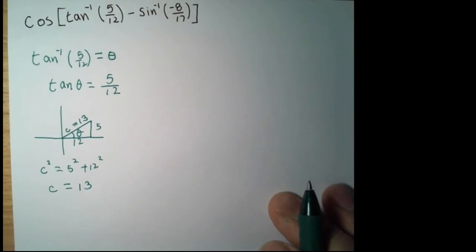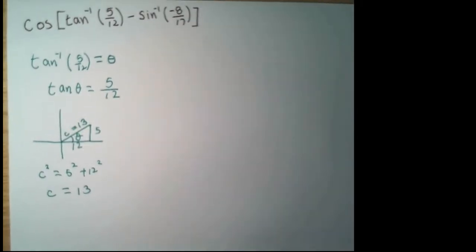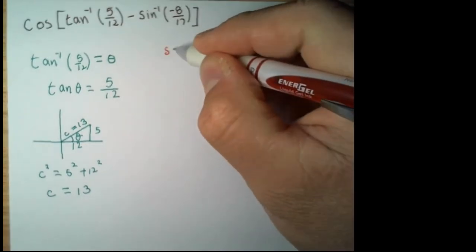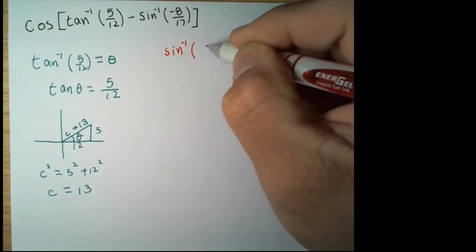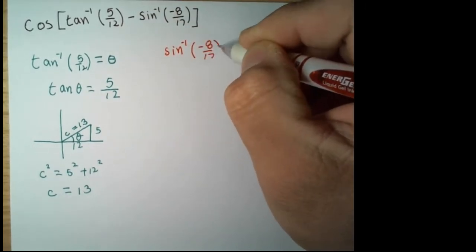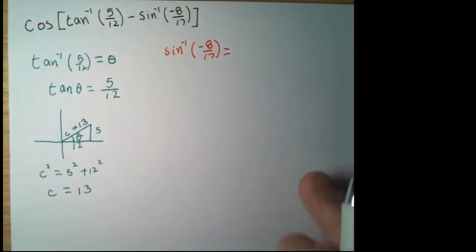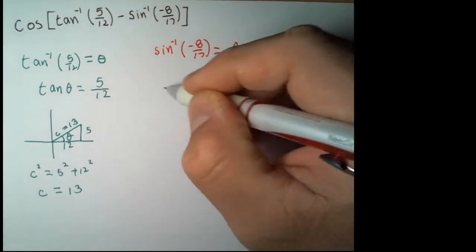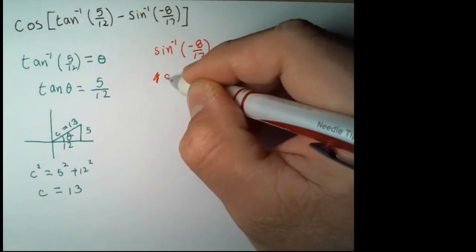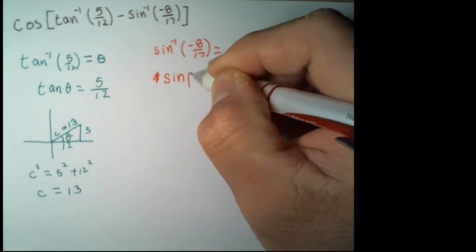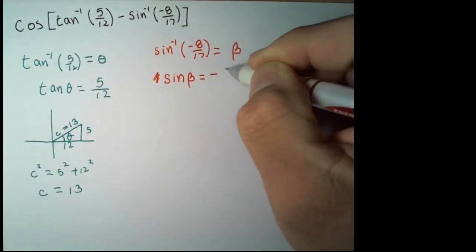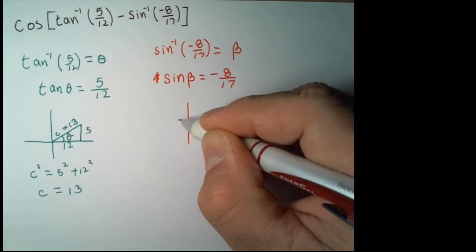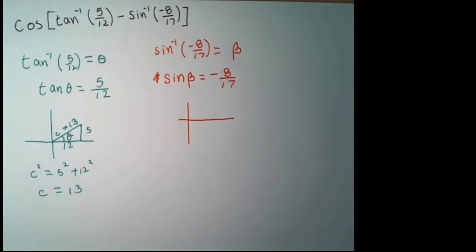Okay, now let's take a look at the sine inverse of negative 8 over 17. Again, remember the output of an inverse function is an angle, so let's call this angle beta. Through properties of inverse functions, sine of beta is equal to negative 8 over 17.